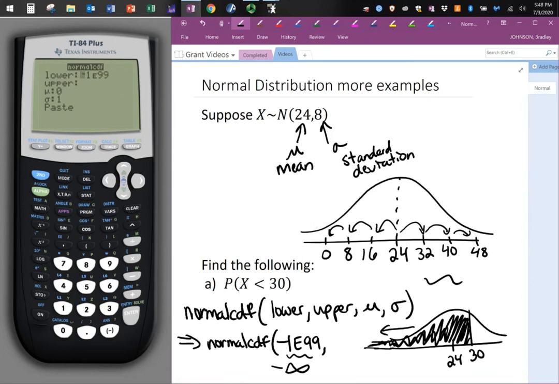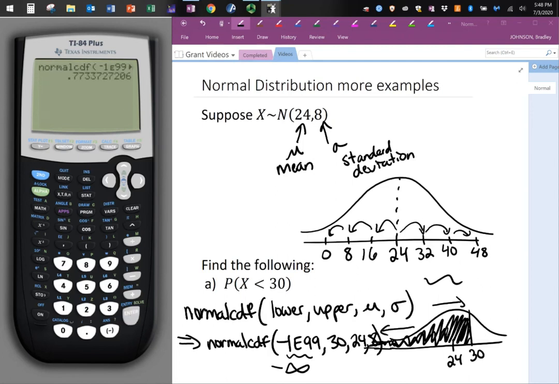Now here, the upper bound, you get blocked by 30. So you go up to the right, and then you hit 30. And then mu, well, 24, and standard deviation was 8. So I will change all that in my calculator. So 30, 24, 8. I will paste that. I will hit enter.